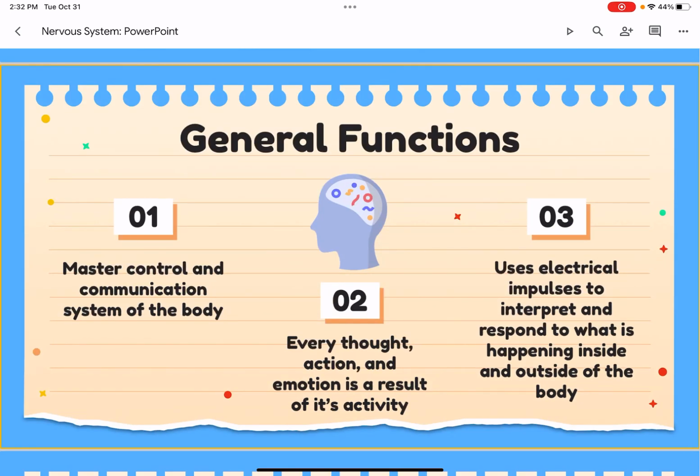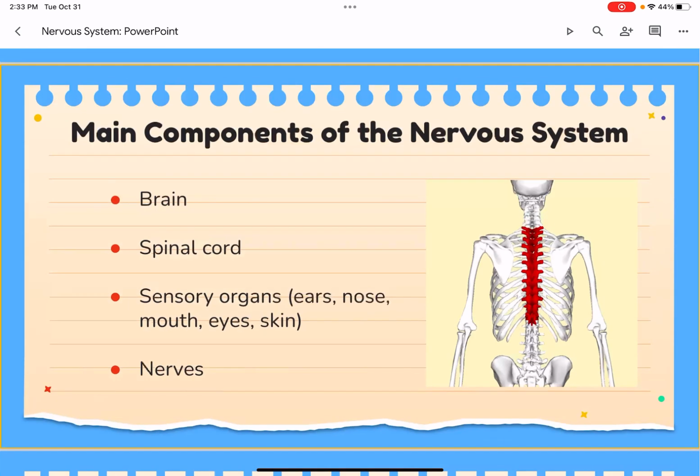The general functions of the nervous system are master, control, and communication system of the body. Every thought, action, and emotion is a result of its activity. And the nervous system uses electrical impulses to interpret and respond to what is happening inside and outside the body. The main components of the nervous system are the brain, spinal cord, sensory organs, and nerves.